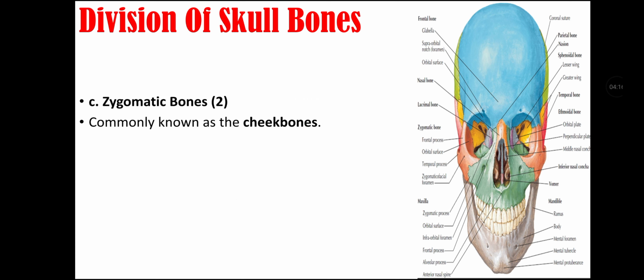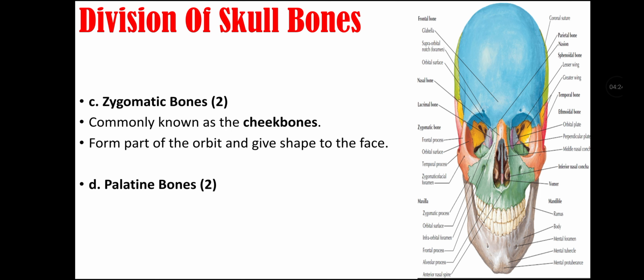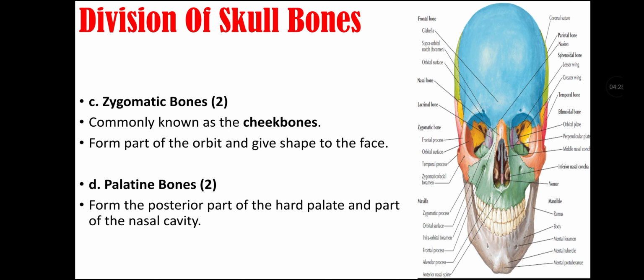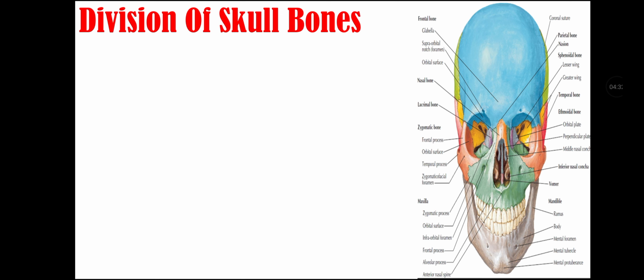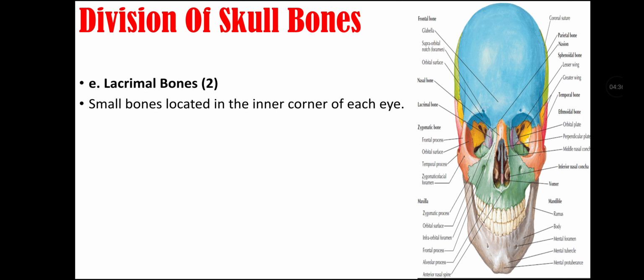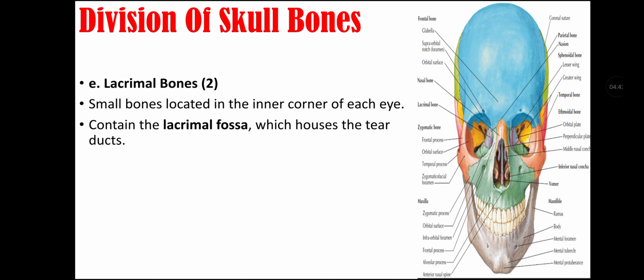The next facial bone we have is the zygomatic bone, that is also a paired bone and it is commonly known as the cheekbone. They form parts of the orbits and give shape to the face. The next facial bone we have is the palatine bone that forms the posterior part of the hard palate and part of the nasal cavity. The next facial bone we have is the lacrimal bone, that is also a paired bone. They are small bones that are located at the inner corner of each eye. They contain the lacrimal fossa which houses the tear ducts.